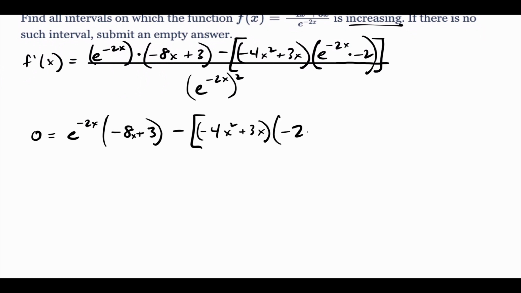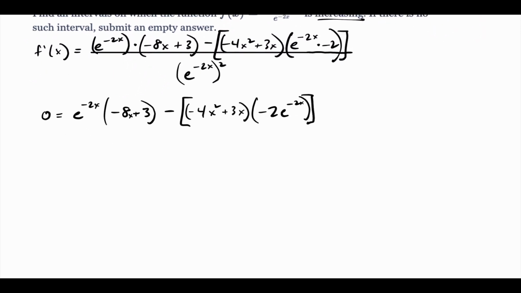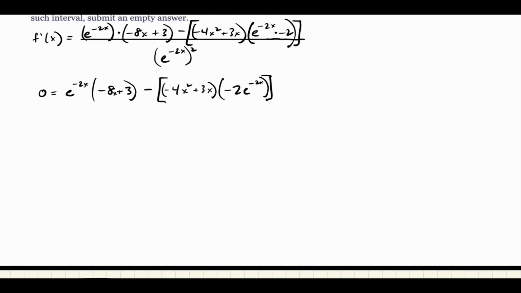And this is negative 2 e to the negative 2x. Okay, there's that one. And then the bottom. When I have a power to a power, like I do on the bottom, what's the rule? What do I do with the powers? You actually multiply them. If you have a power to a power, you multiply the powers. So it's going to be e to the negative 4x.